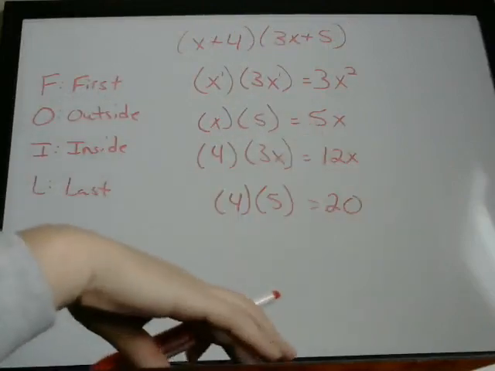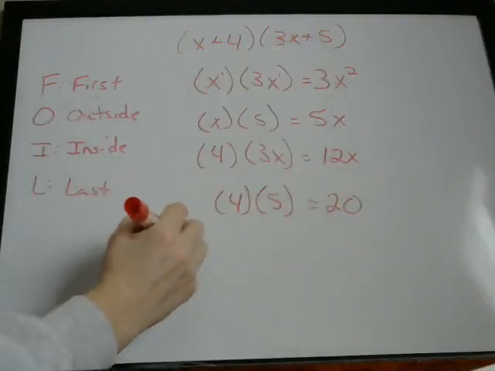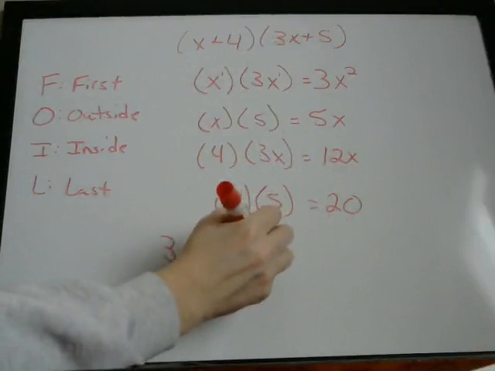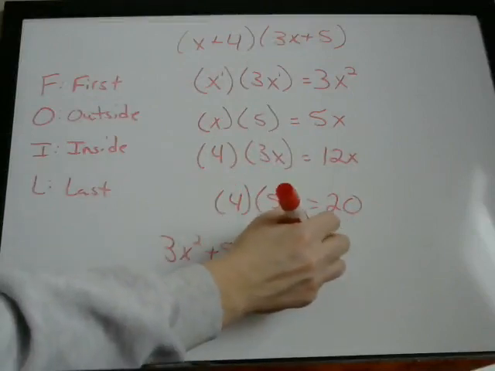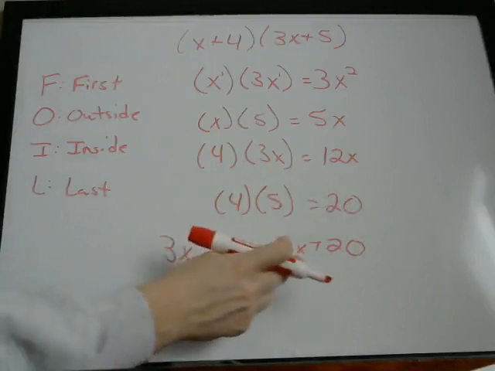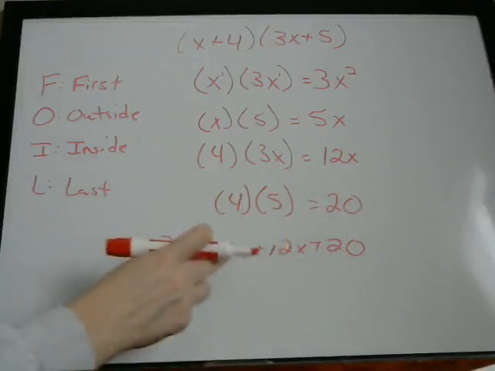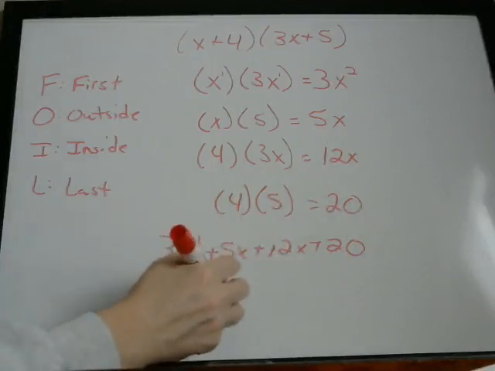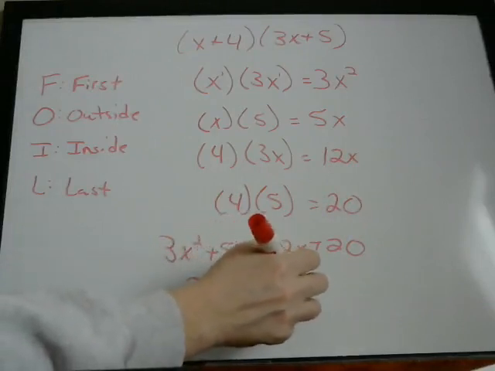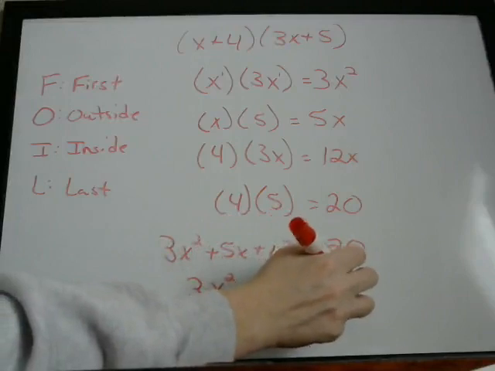So now we add all these together. 3x squared plus 5x plus 12x plus 20. We can simplify this because we can add 5x plus 12x. You just add those together. So the final answer is 3x squared plus 17x plus 20.